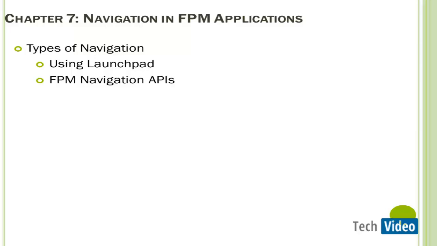Chapter 7 deals with navigation in FPM applications. Here I'll be talking about how you navigate from your FPM application to other applications. There are different types of navigation, so I've taken two types of navigation. One is using Launchpad and the other one is using FPM navigation APIs.